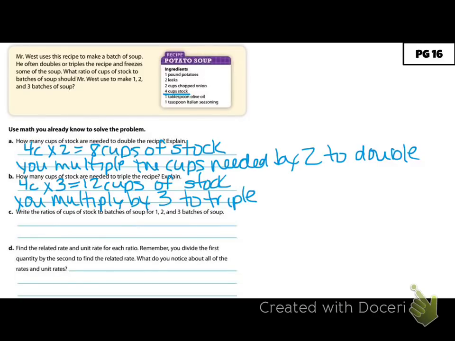C, write the ratio of cups of stock to batches of soup for 1, 2, and 3 batches of soup. So we know for 1 batch of soup, we need 4 cups of stock. So we put cups first to the batches of soup. So it would be 4 to 1. And then we know for 2 batches of soup, we need 8 cups. So the cups come first. It would be 8 to 2, and then 12 to 3.